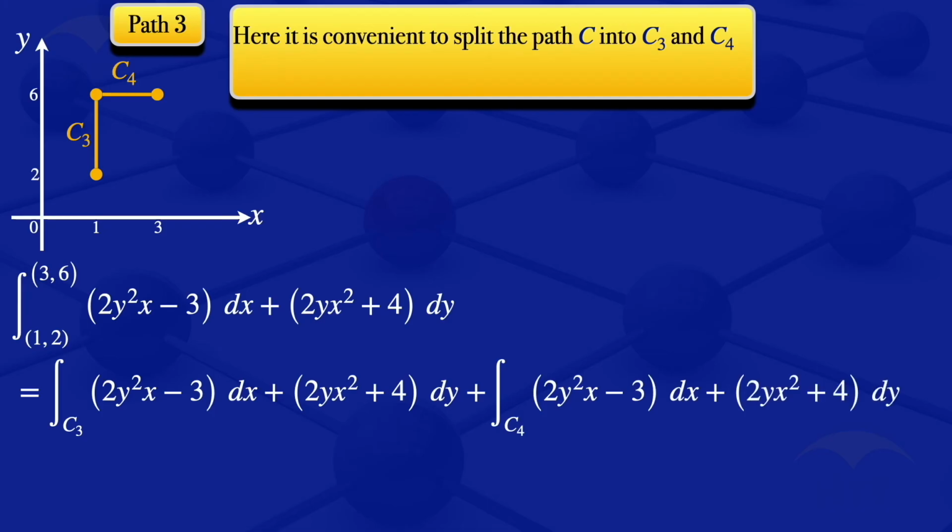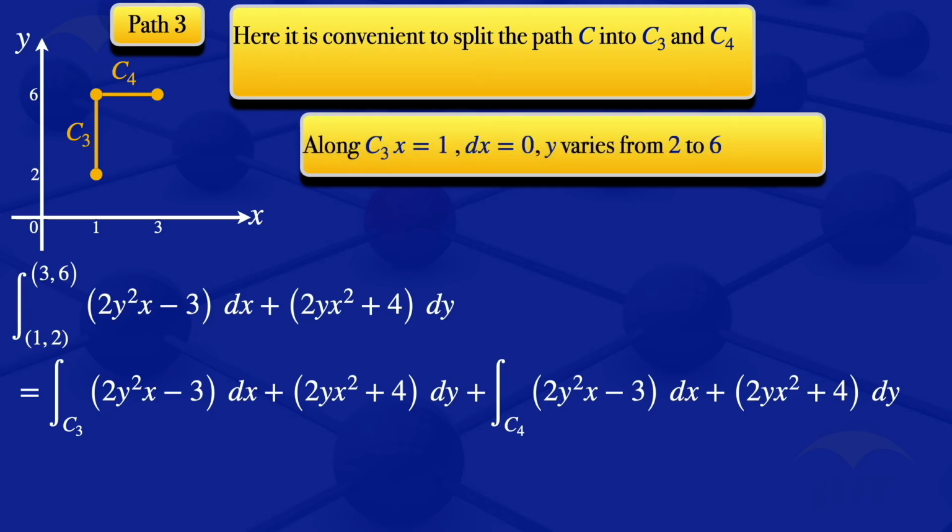Then we go on and analyze those curves C3 and C4. What we see there is along curve C3, x is equal to 1. It's a constant, so the change in x is 0. We have our dx is 0. And y is varying from 2 to 6. So if we substitute that into this integral here, we'll be having the integral from 2 to 6 of 2y squared times 1 minus 3 times 0 plus 2y times 1 squared plus 4 dy.